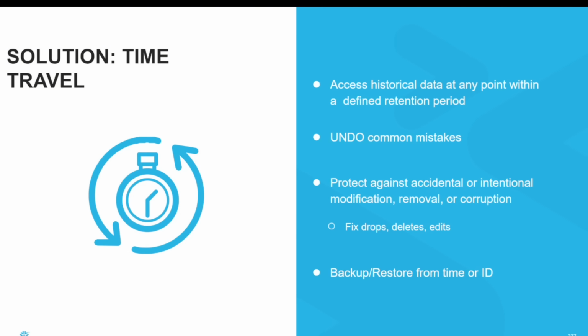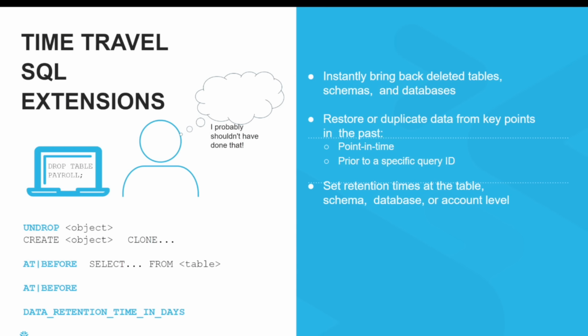You can undo common mistakes, right? Whatever common mistakes, like if you have dropped a table, you can undo that operation. If you have dropped some records, you can undo that, or a schema. It helps you in production against accidental or intentional modification, removal, or any corruption that happens in the data, right? It is going to fix drops, deletes, or edits in your data. Also, you can back up the data, and from that backup you can restore the data again based on some time, or based on some IDs, right? So this is the solution Snowflake provides, which we call time travel.